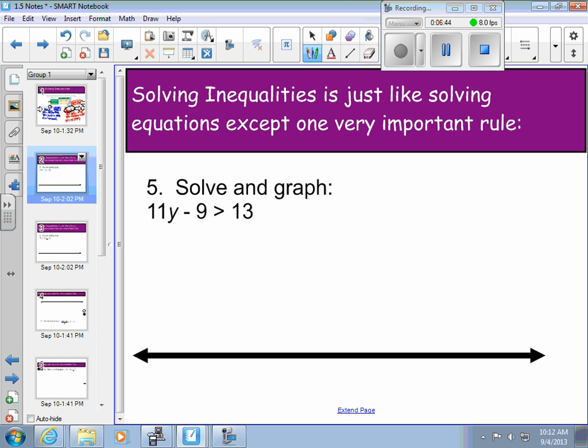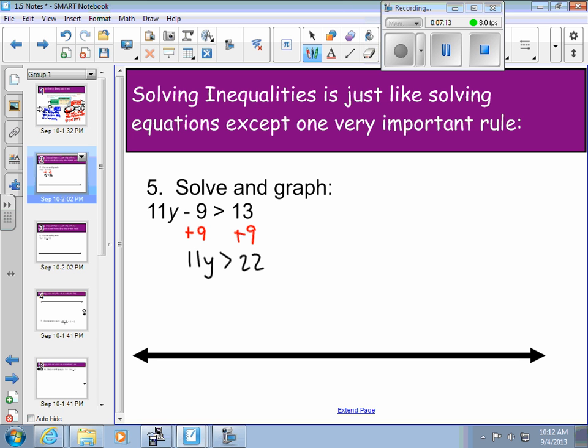So to solve it, we want to start by solving just like we would an equation. Here it looks like all our variable terms are on the left, so we want to get all our constant terms to the right, which means we want to move this -9. Well, the opposite of subtracting is to add, so we want to start by adding 9 to both sides. That leaves us with 11y being greater than, we haven't multiplied or divided, we don't need to worry about flipping the symbol. If you add this up, you get 22.